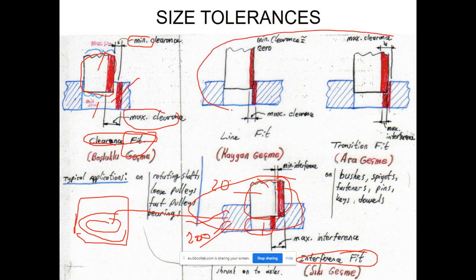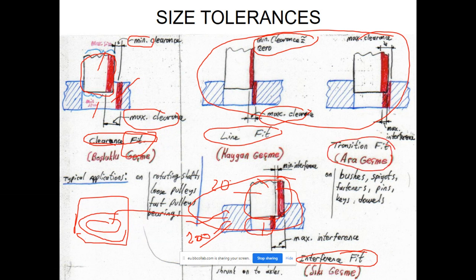The others are just intermediate fitting types. Line fit means that when the components are manufactured and assembled, we may have, by chance, no clearance, zero clearance, or a clearance, but not interference. It is called line fit. Transition fit means that, by chance, when they are manufactured and mated, they may have a clearance or an interference. Who knows? 50-50 chance. There may be a clearance between the components or maybe an interference.